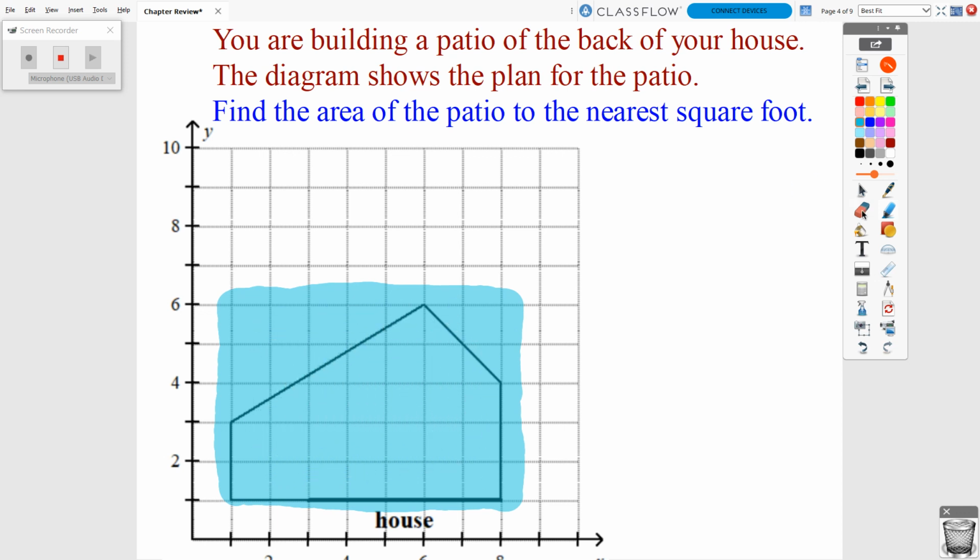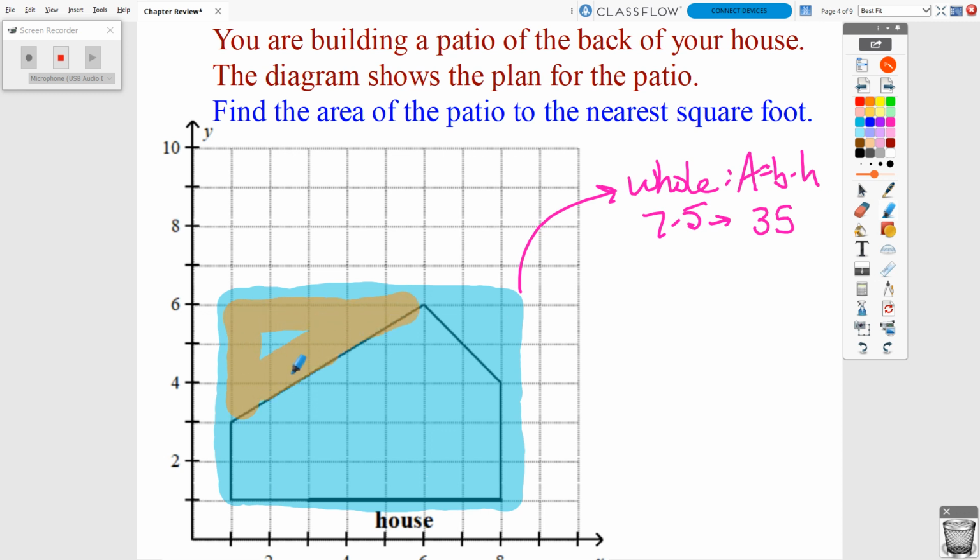All right, so we would call that the whole rectangle, and the area is going to be base times height. And so let's see, this is 7, and then 1, 2, 3, 4, 5. So this is a 7 by 5 rectangle that's got an area of 35. But now I need to subtract away the holes, the pieces that don't represent the patio, which would be this right triangle, but also this right triangle. So this would be hole 1, and this is hole number 2.